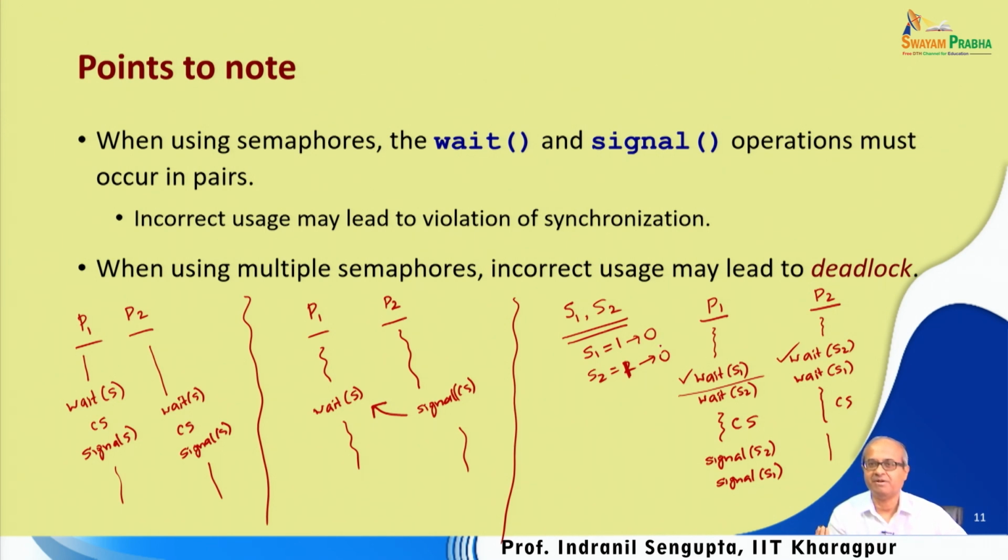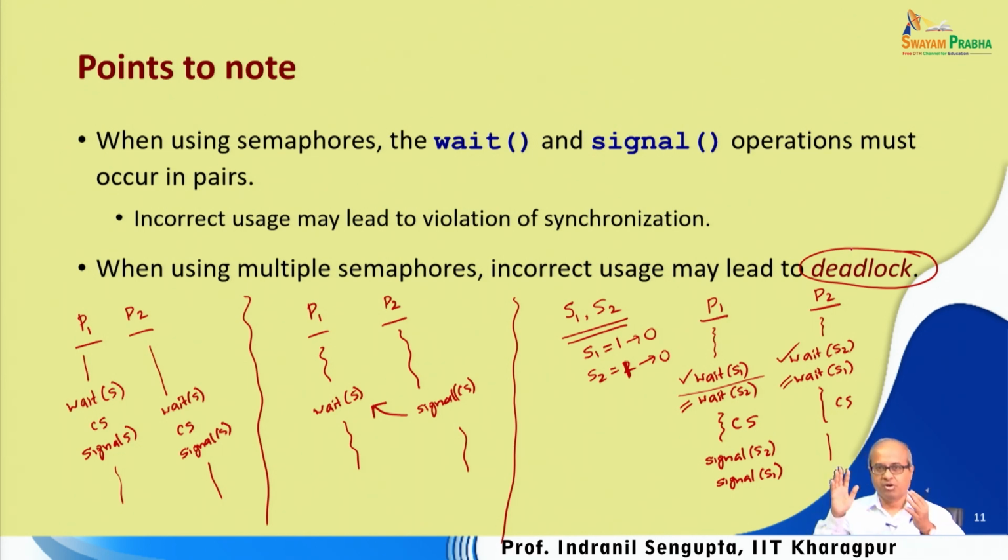Now, you see what will happen. P1 will try to do wait S2, P2 will try to do wait S1, but both S1 and S2 values are 0. So, none of them will be able to do it. So, both P1 and P2 will be waiting for the other fellow. This is a scenario which is called deadlock. None of the two processes can proceed, both of them will be waiting indefinitely.